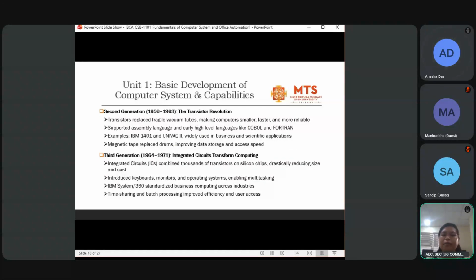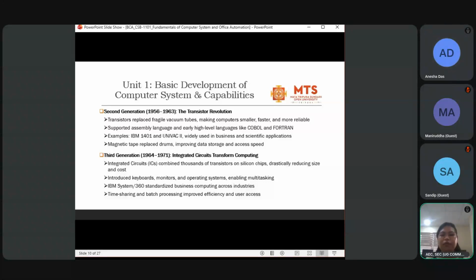Next is the second generation, which comes in 1956 to 1963, the transistor revolution. The transistor is smaller than the vacuum tube, faster and more reliable. Examples are IBM 1401 and UNIVAC 2, widely used in business and scientific application.